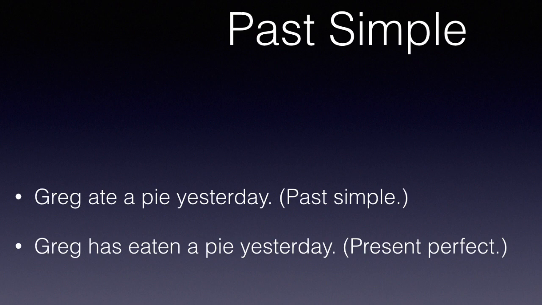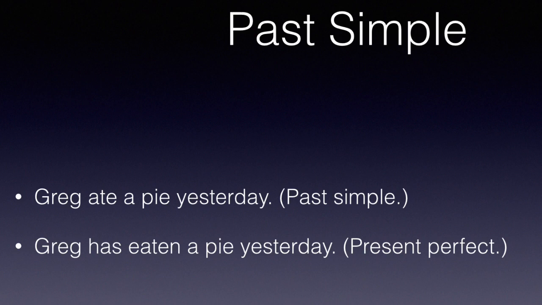The one exception is if we said this morning instead of yesterday. And then we do have a choice of two options. We can say Greg ate a pie this morning, if we think of this morning as being separate to where we are now. For example, we might say this in the evening.